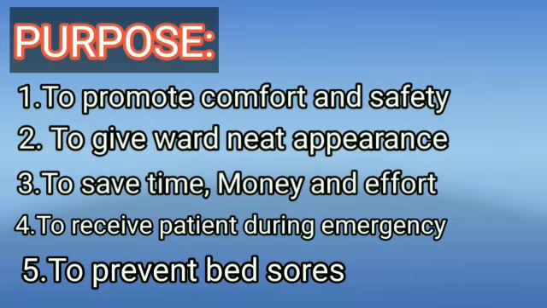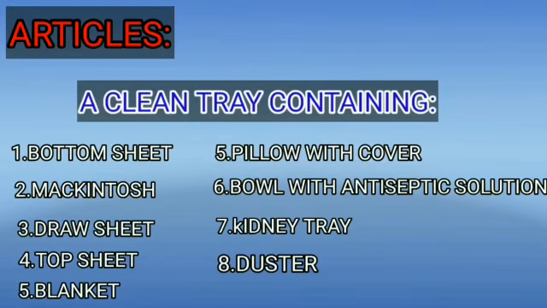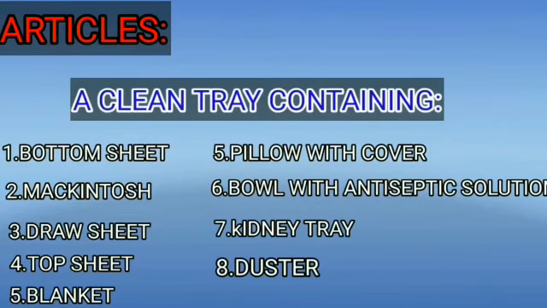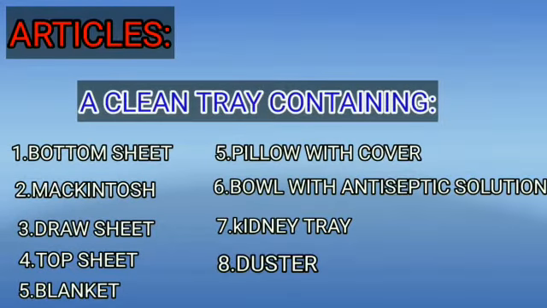Now we will see the articles which are involved in the open bed making. After articles, we'll see the steps which are involved in the open bed making. So the articles are a clean tray containing a bottom sheet, Macintosh, draw sheet, top sheet, blanket, pillow with cover, bowl with antiseptic solution, kidney tray, 2 damp dusters, 1 dry duster and 1 wet duster.